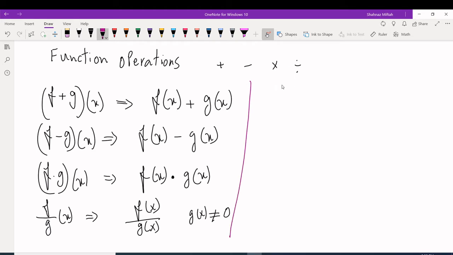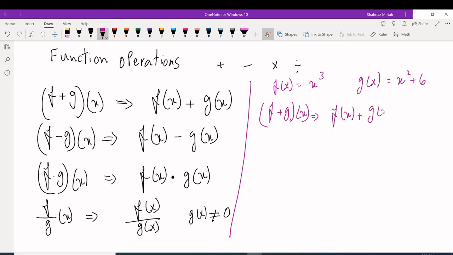For example, I have f of x function, which is x cubed, and I have g of x function, which is x squared plus 6. The question is asking add them or find f plus g of x, which means I'm adding them. So first I will rewrite it according to my rule. It's going to be f of x plus g of x. Then all you have to do is plug in.